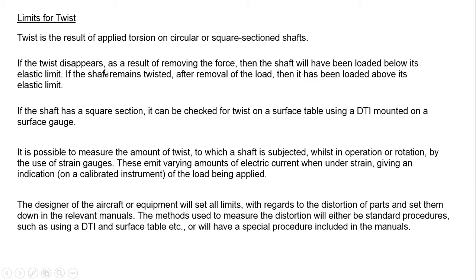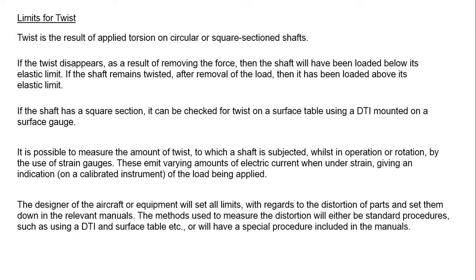If the twist disappears as a result of removing the force, then the shaft has been loaded below its elastic limit, right? So if the application of load is under the elastic limit, when the force is removed, the twist will disappear and it will come straight. But if the shaft is twisted after the removal of the load, then it has been loaded above its elastic limit. So this is the main concern area.